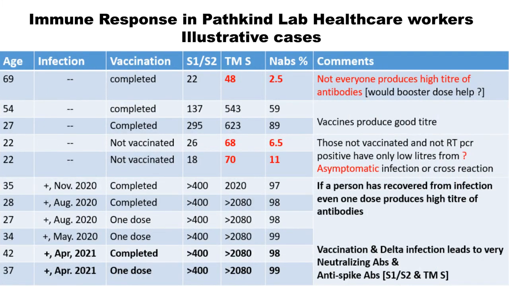When we added neutralizing antibodies, we found there was consistency between very high trimeric antibodies and neutralizing antibodies, and so trimeric antibodies could act as surrogate markers for neutralization. But as I said, if a person has had infection and then taken vaccination, or vaccination and then got infected, they had very high titers. Even one dose was enough along with infection to produce high antibodies.